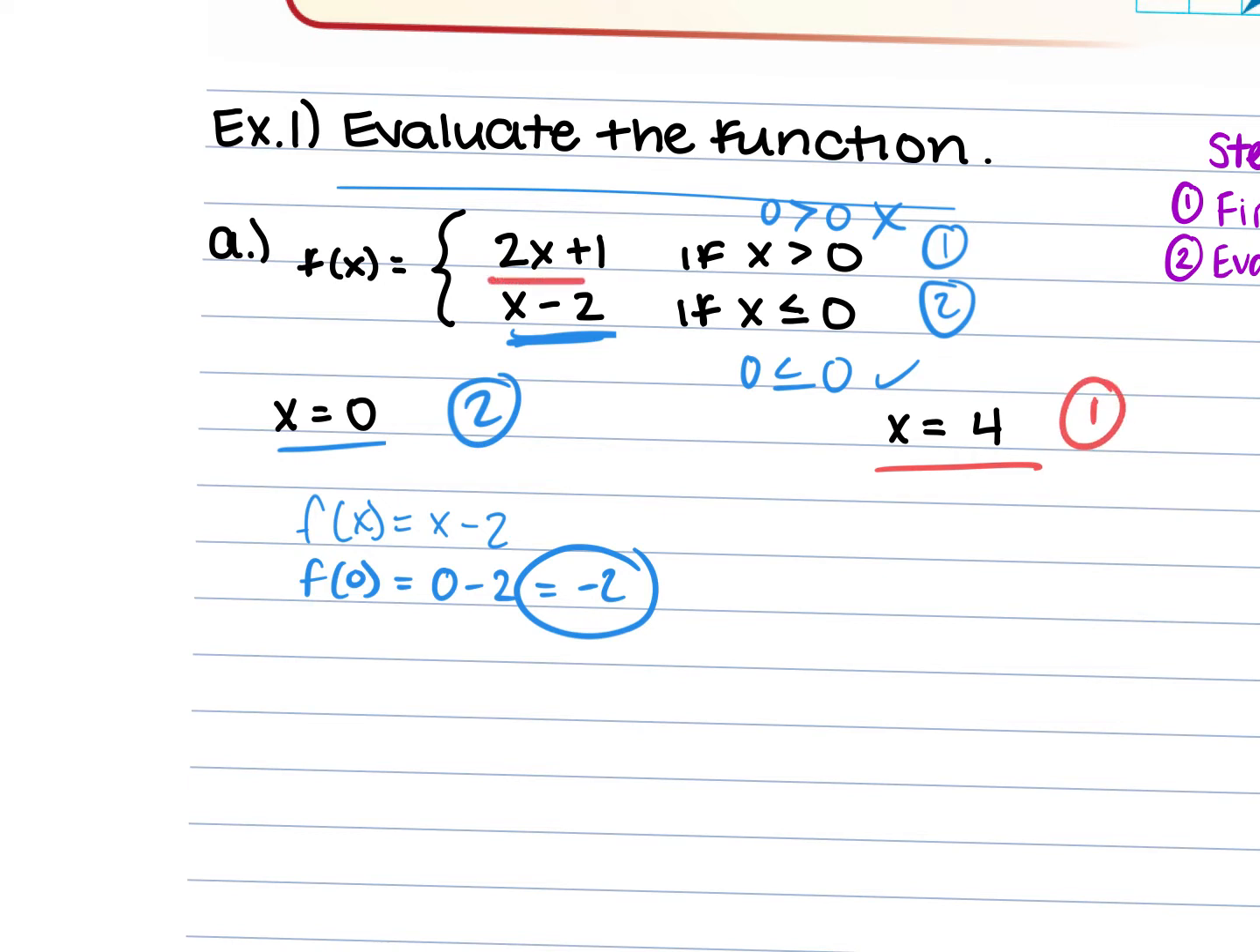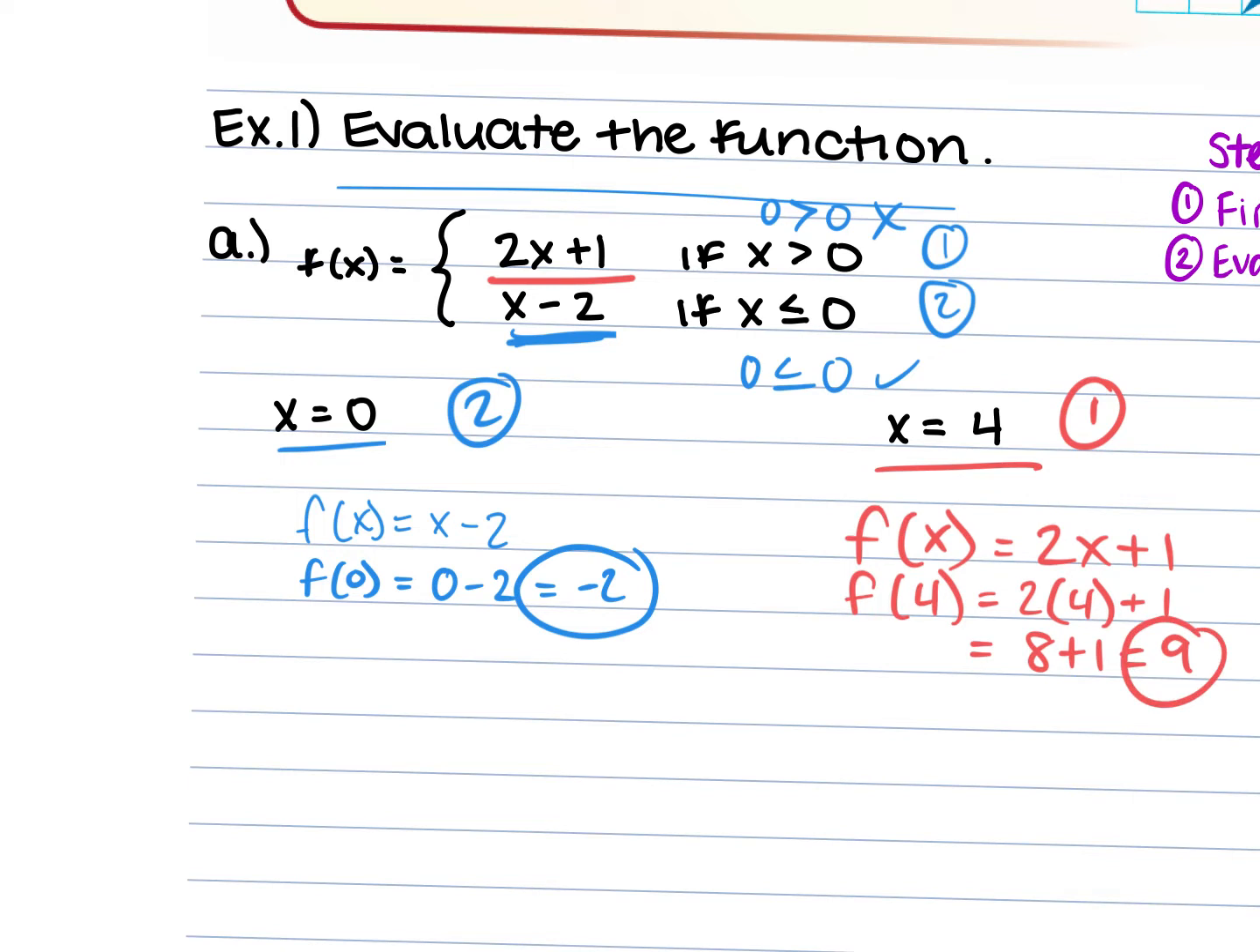And the function for piece number 1 should be f of x equals what? 2x plus 1. Do you guys see how that works? Now, what am I replacing x with for this example? 4. So you're going to write f of 4 equals 2 times 4 plus 1, which is 8 plus 1, which is 9.